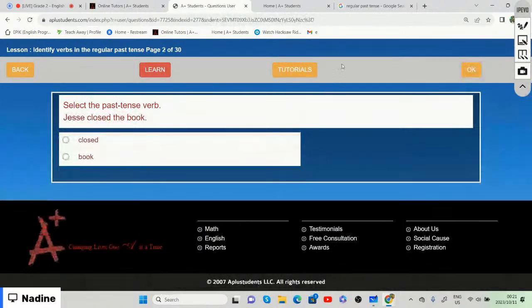Jesse closed the book. Jesse closed. So we now need to select the regular past tense. Is it closed or is it the second one, which is bank? So Jesse closed the book.